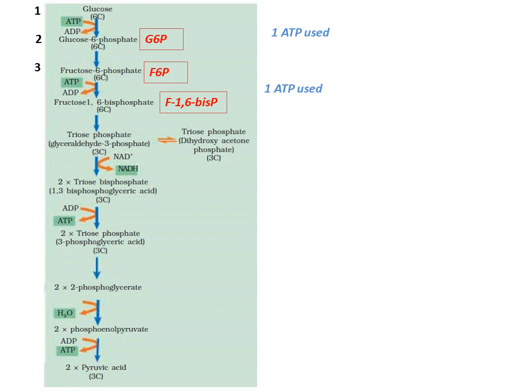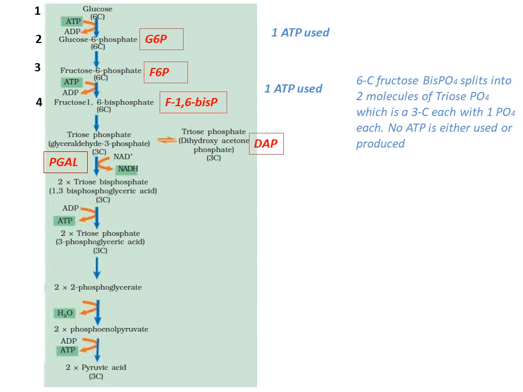This fructose 1,6-bisphosphate then gets broken down into 2 molecules of 3-carbon sugars. One is glyceraldehyde 3-phosphate or PGAL and the second is dihydroxyacetone phosphate or DAP. So 1 molecule of each, which keep isomerizing and turning into each other, as that step does not require any energy.